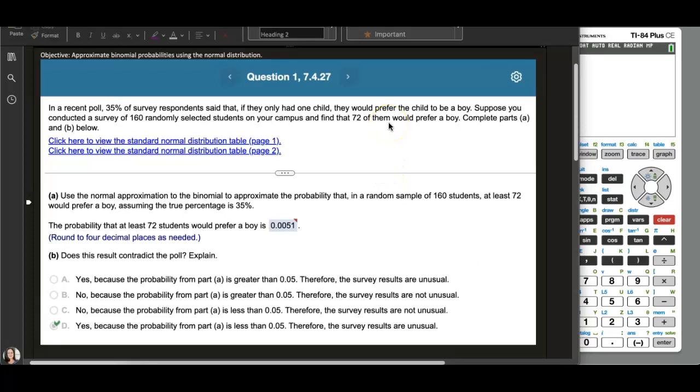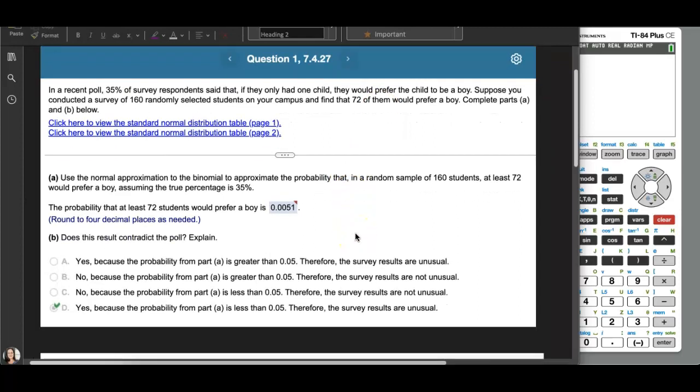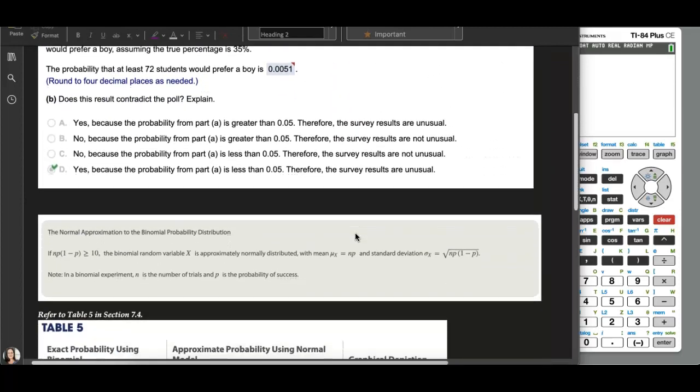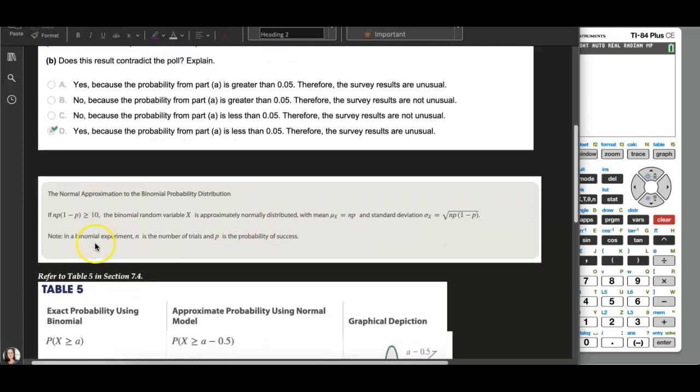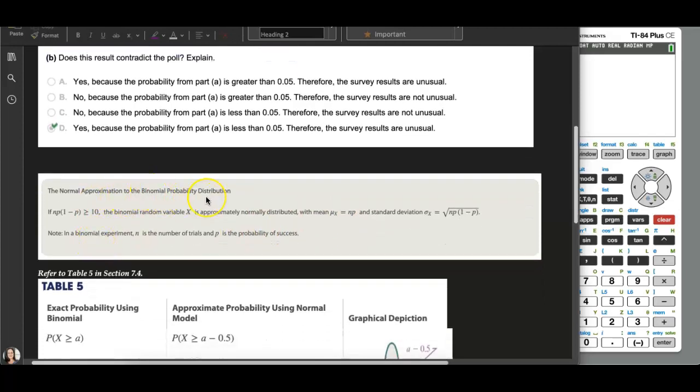In this video, we're going to approximate a binomial probability using the normal distribution. So take a moment to pause and read through the problem setup and the questions that are being asked. So the first thing I want to do is come here to some information about the normal approximation to the binomial probability distribution. And this is in your etext, section 7.4.